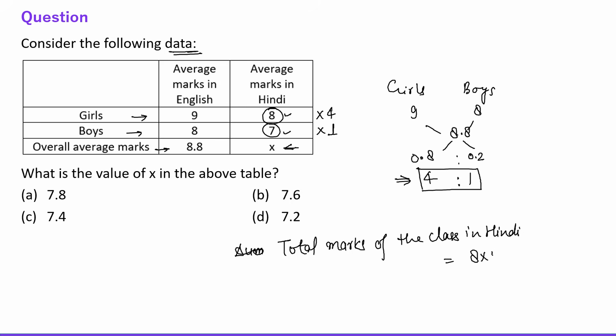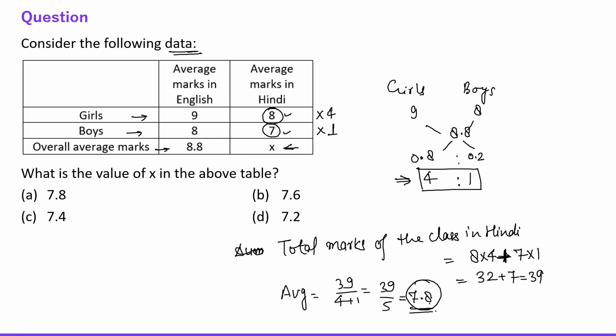This is 8 into 4 plus 7 into 1. 8 4s are 32, 32 plus 7, it is 39. Average is 39 divided by how many students are there? Students are 5, 4 plus 1, there are 5 students. So 39 divided by 5, this is 7.8. So the answer is 7.8. What is the value of X in the above table? The answer is 7.8.